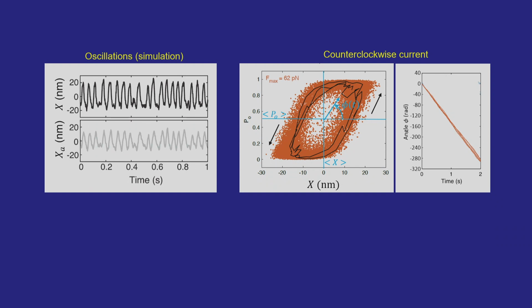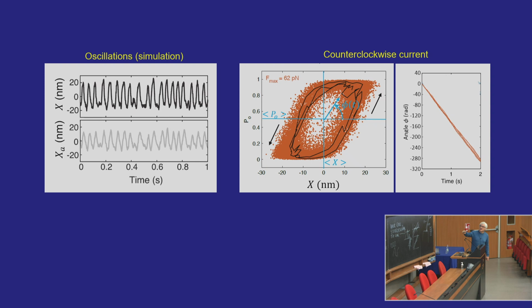To do that, we run stochastic simulations. We see here a simulation of the position of the bundle that oscillates over time, and that's the oscillation of the hidden variable, the motor position, that also oscillates over time. We do not have access to the motor position. However, from the knowledge of the position of the bundle and the position of the motors, we can compute the open probability of the channel, which is proportional to the current that flows into the hair cell, which can, in principle, be measured. If we now plot the open probability of the channel as a function of the position of the bundle, we discover there is a counterclockwise current in this 2D phase space.